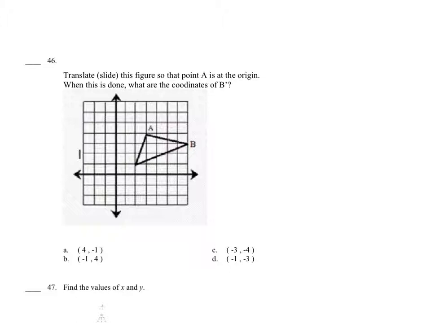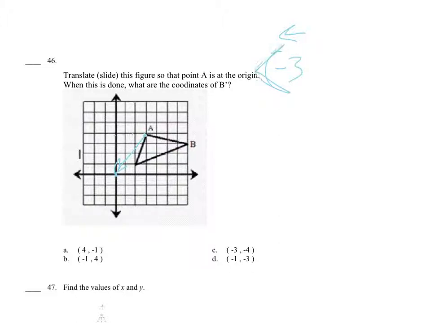Okay, now we're going to look at numbers 46 through 60 on our semester 1 review. Right here, we're going to translate or slide this figure so that point A is at the origin when this is done. So what we're doing is taking point A and moving it to this spot right here, which means we would be moving it to the left 1, 2, 3 units. So if we're going to the left 3 units, that's going to be a -3.